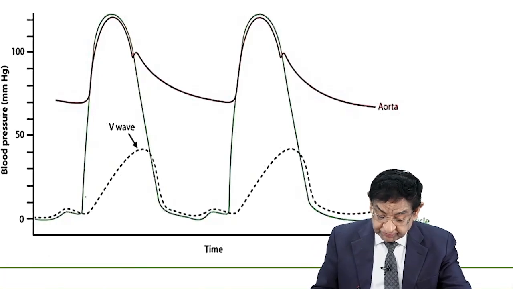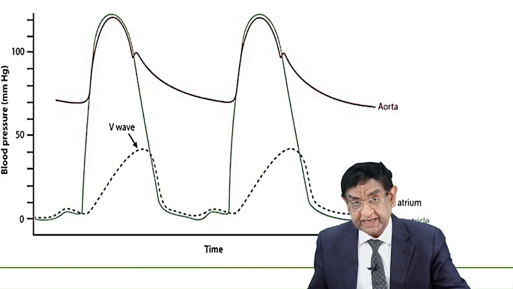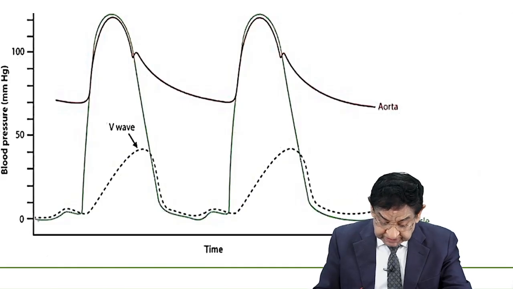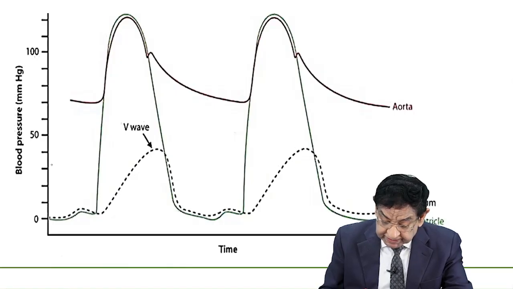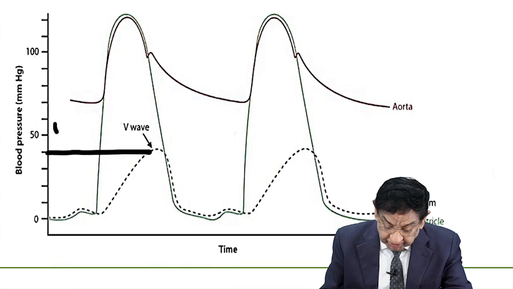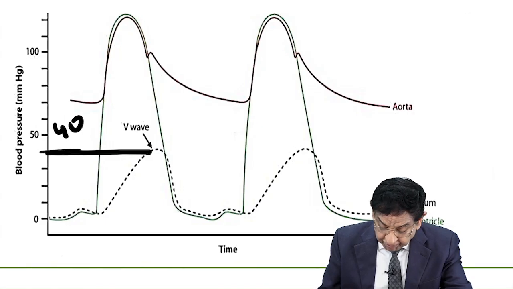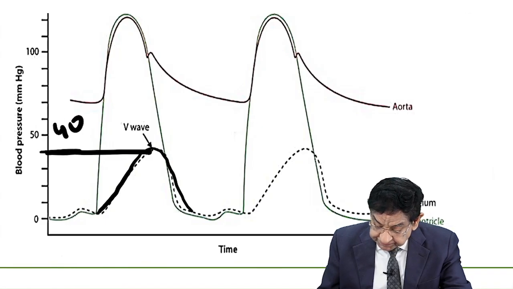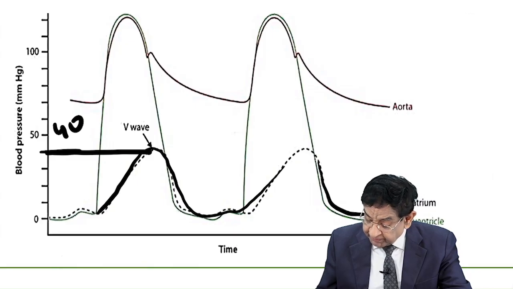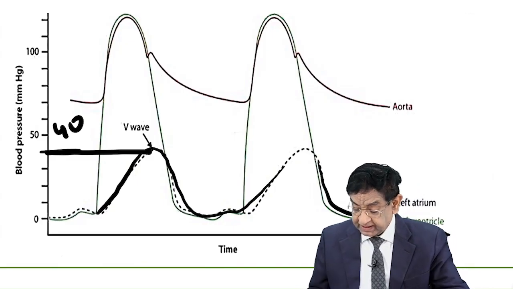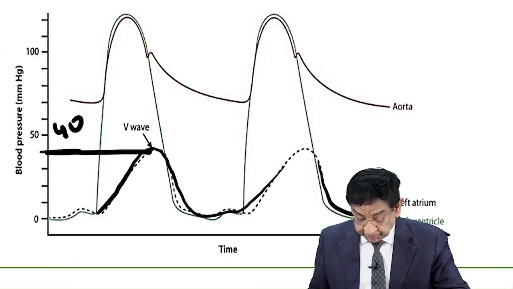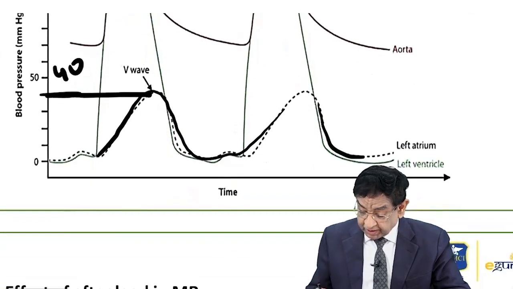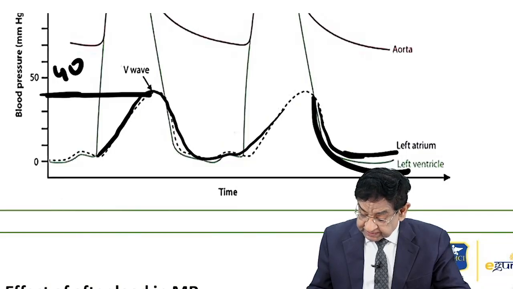Now you look into this V wave I'm talking about. This is a V wave, a passive venous filling, and you can see the pressure here, in millimeters of mercury, is around 40 millimeters of mercury. The prominent V wave we are getting, we are getting it in systole. And in diastole it is normal.